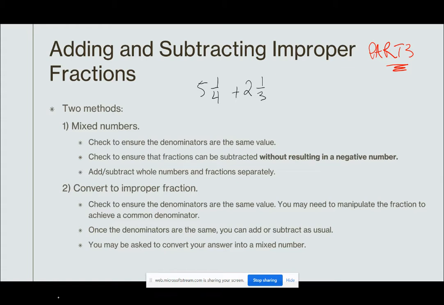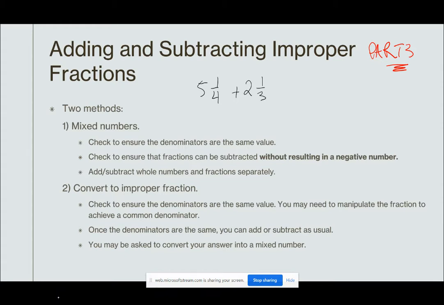You want to check to ensure that you can subtract without resulting in a negative number. This addition problem, we won't encounter that, but the next worked example, we will have a situation where we have to do some more manipulating so that we're not subtracting to get a negative number. And then you want to treat your whole numbers and your fractions separately as you add.